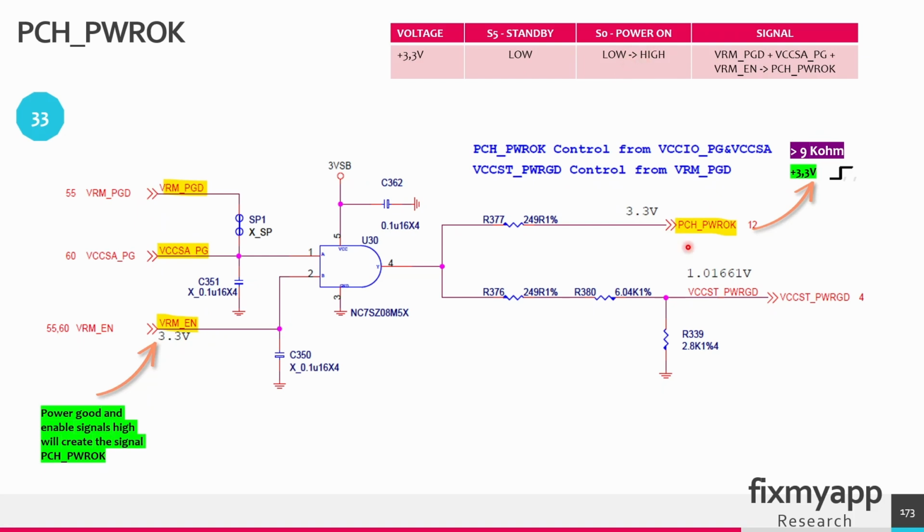PCH power OK is a status signal that informs the PCH that the power to the system is stable and in acceptable ranges. So basically only after the PCH power OK signal is present does the PCH proceed to its normal operation, managing the system's I/O, the PCIe devices, storage interfaces, USB and other peripherals.